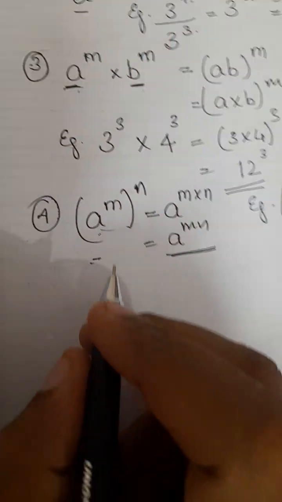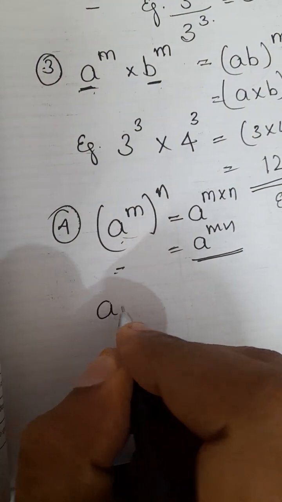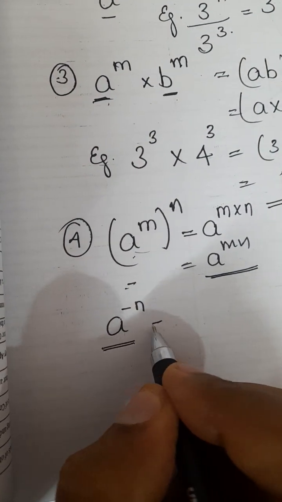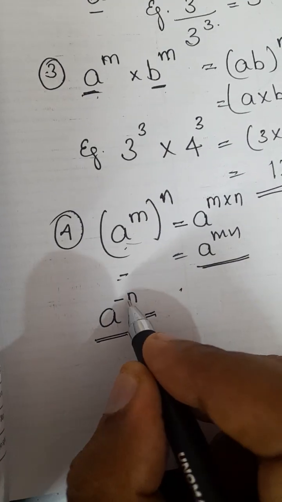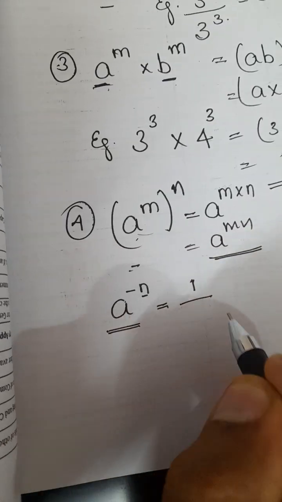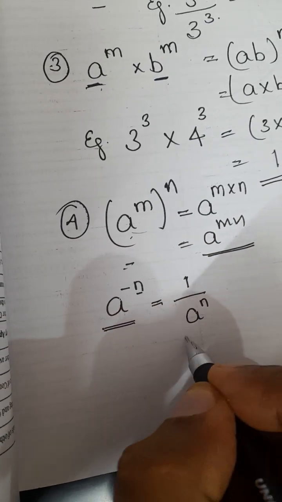Before we plunge into that, I have to remind you of something. It is not another law or whatsoever. It's just to brush up what you have learned. Now I'm having a to the power minus n. If I'm given a to the power minus n, what does this mean? This minus in the index means it goes to the denominator, 1 over a to the power n.